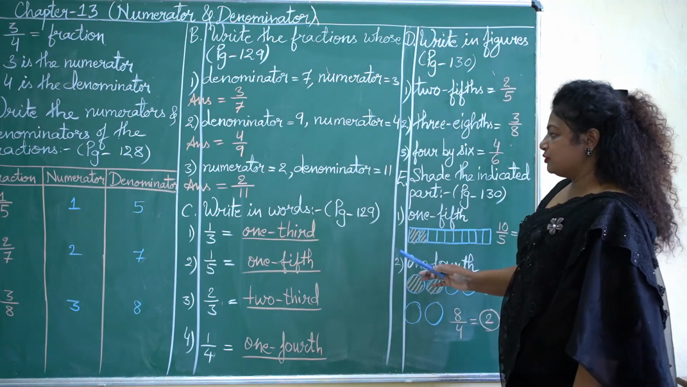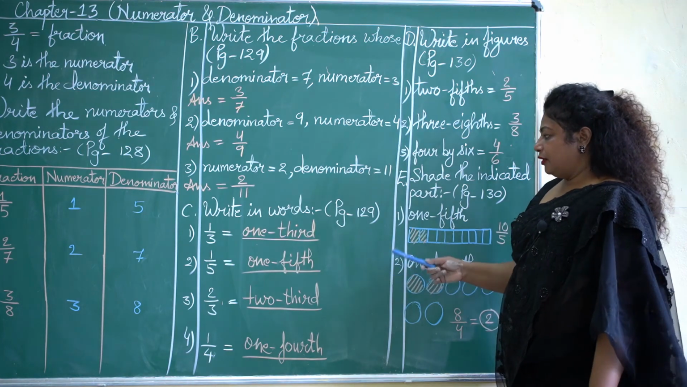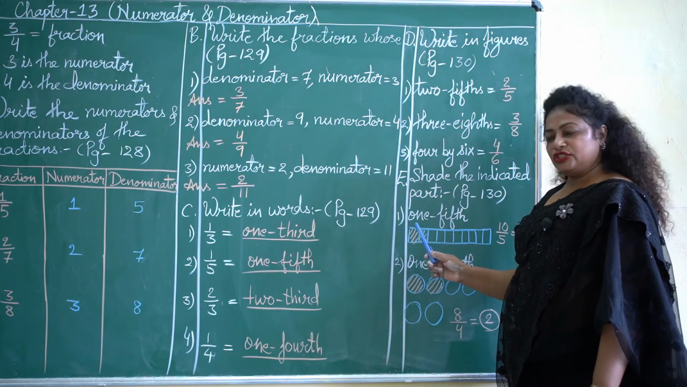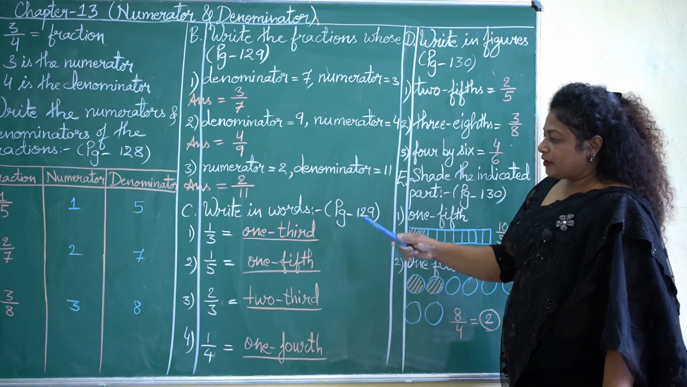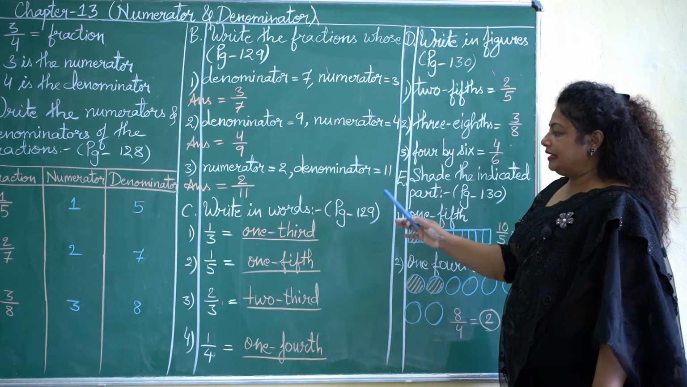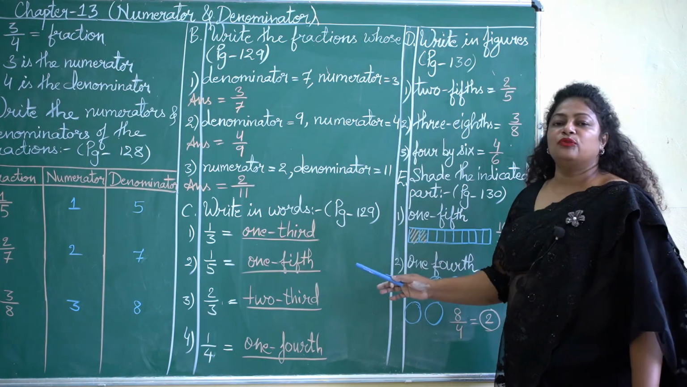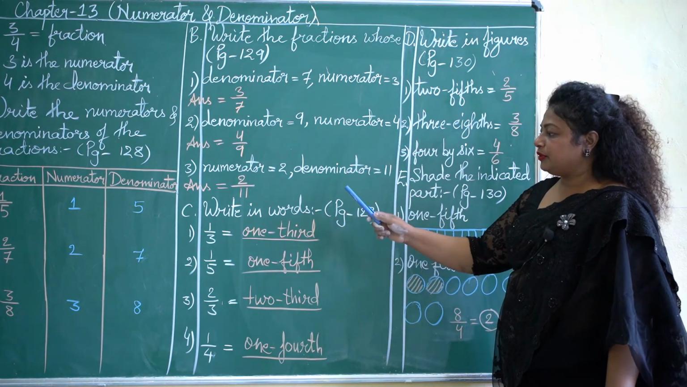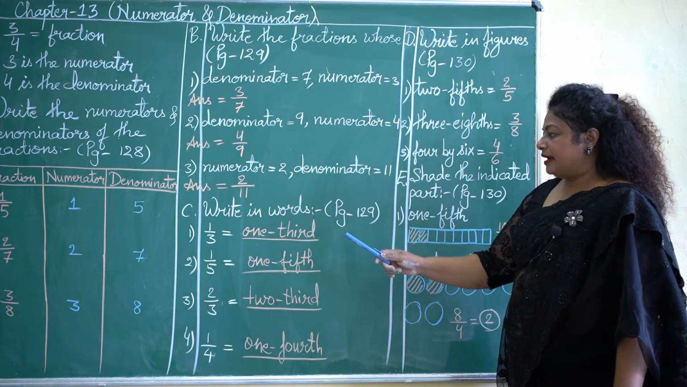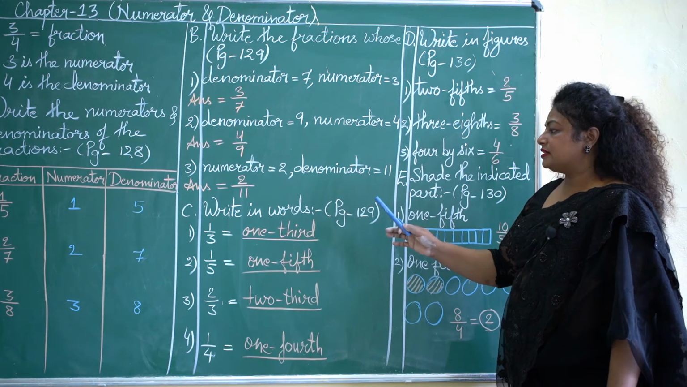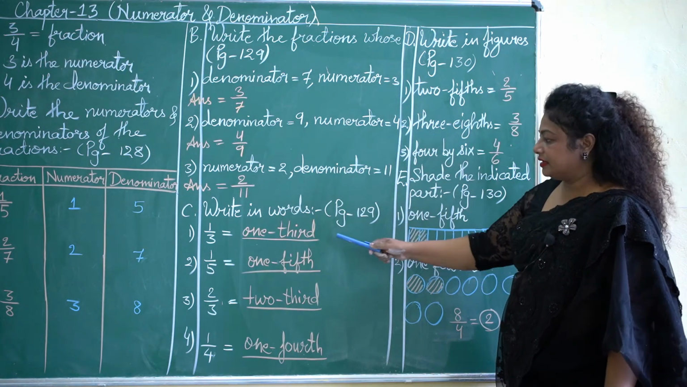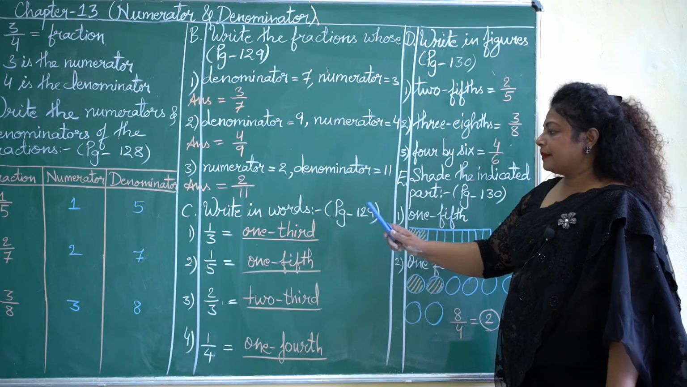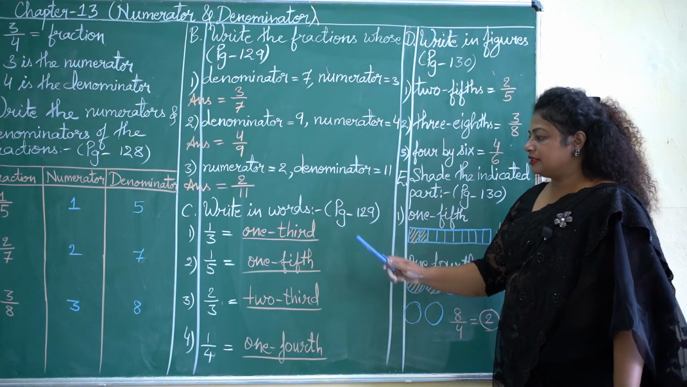I am reading out to you the next question given on page number 129. Okay. The question is, you have to write these given fractions in words. Let us see how. See, the first fraction given to you is 1 by 3. This 1 by 3 is called in words one third. I have written the spelling over here. Okay, you can see the spelling on the board.